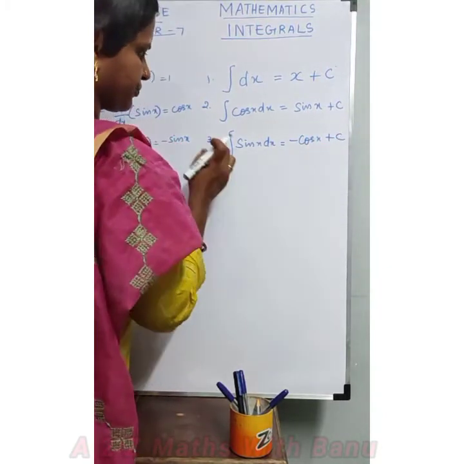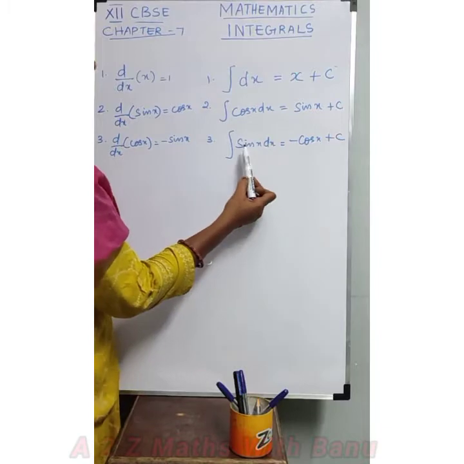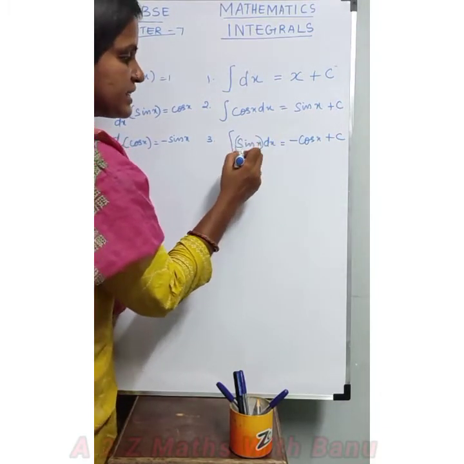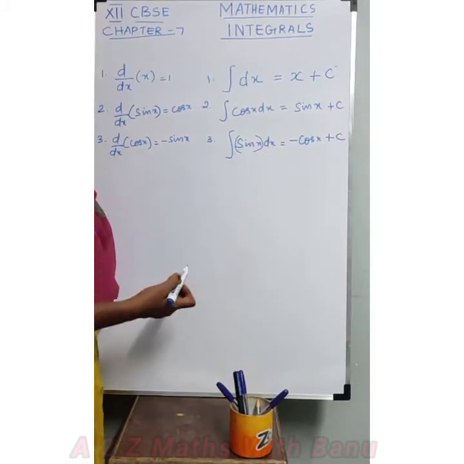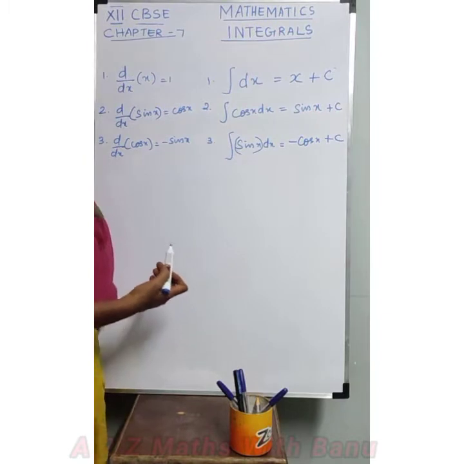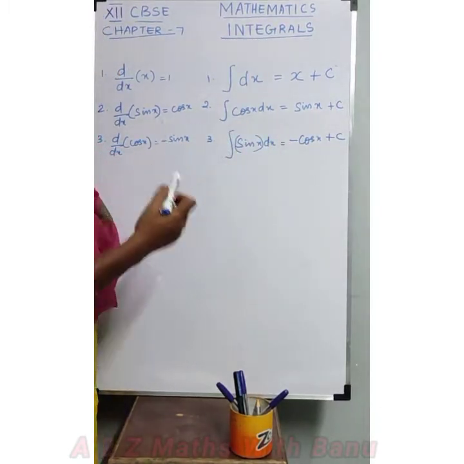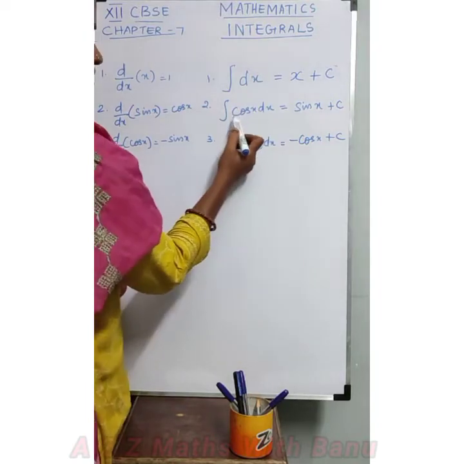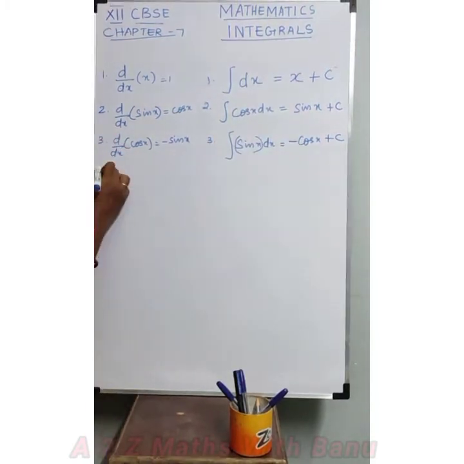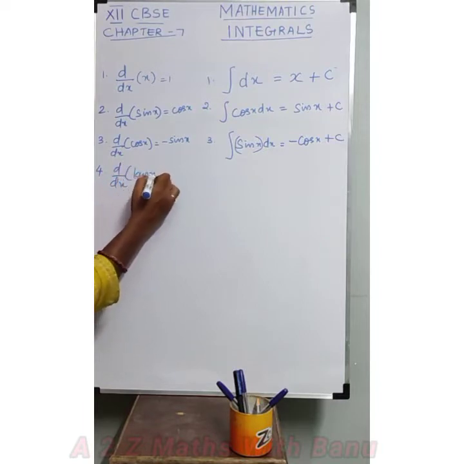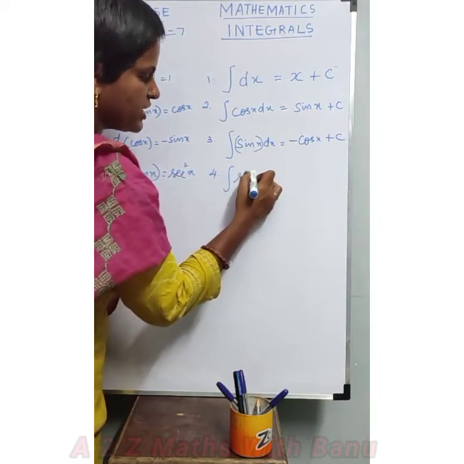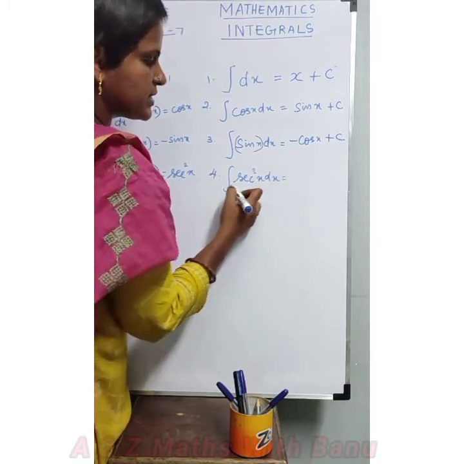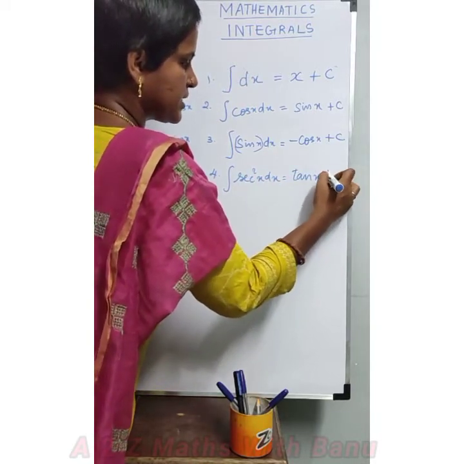And one more thing I want to tell you: in sin x, this is the integrand and x is the variable with respect to which we are integrating. So here cos x is the integrand and x is the variable with respect to which we are integrating. And similarly, you know that the differentiation of tan x is secant square x, and therefore the integration of secant square x with respect to x is tan x plus c.